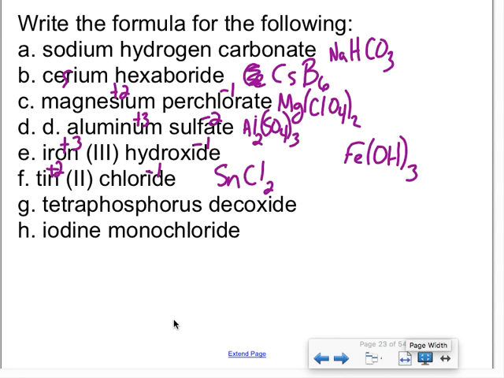Okay, this one's covalent. Tetraphosphorus decoxide. Tetra? 4. I was thinking... Deca is 10. Yeah, deca. Iodine. That's I. And then monochloride. 1. ICl. Yeah, need the 1, Dave.